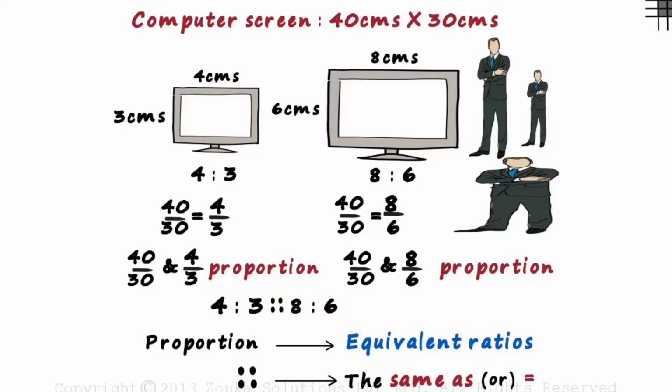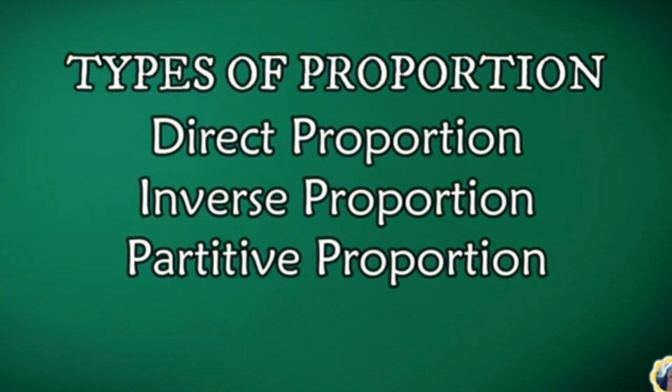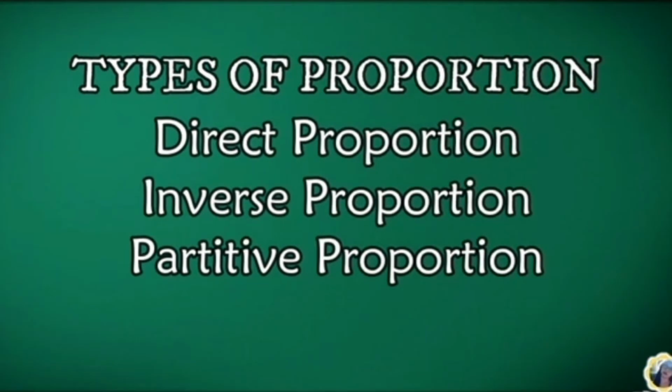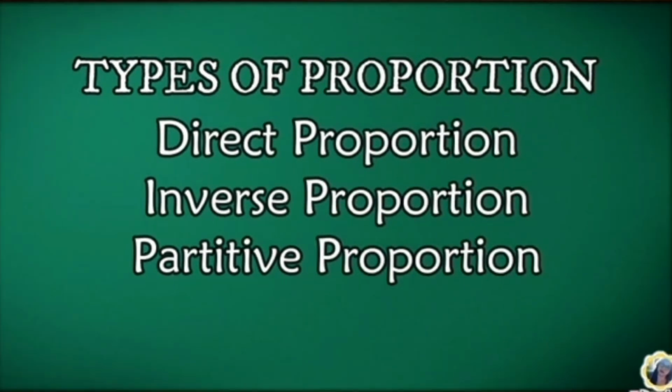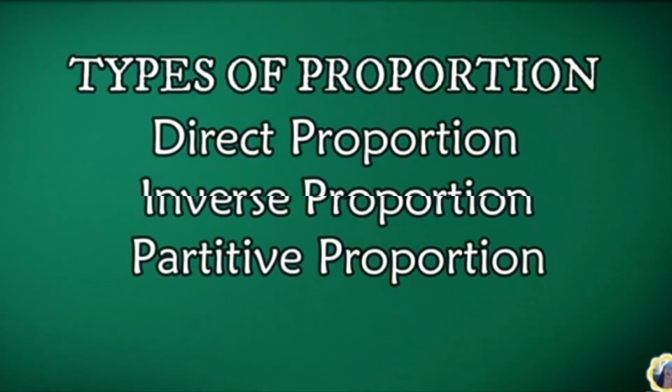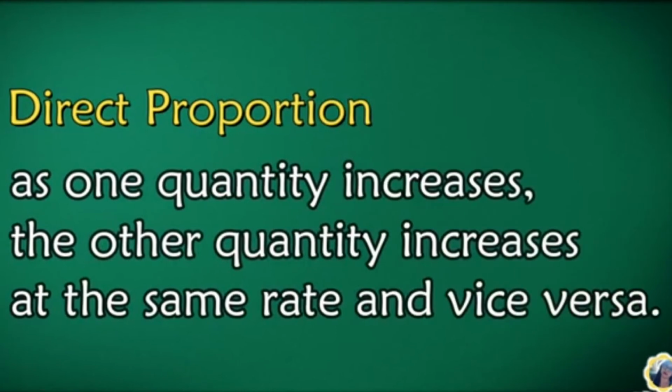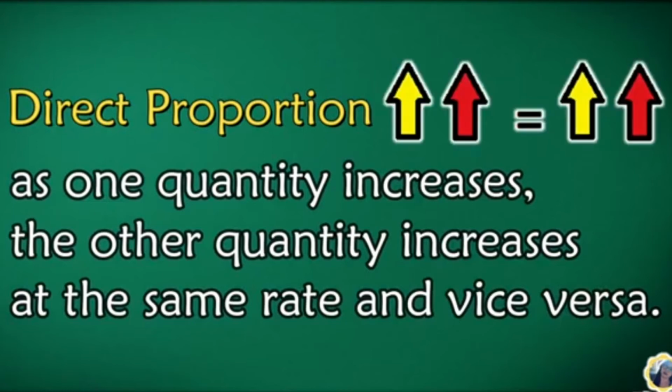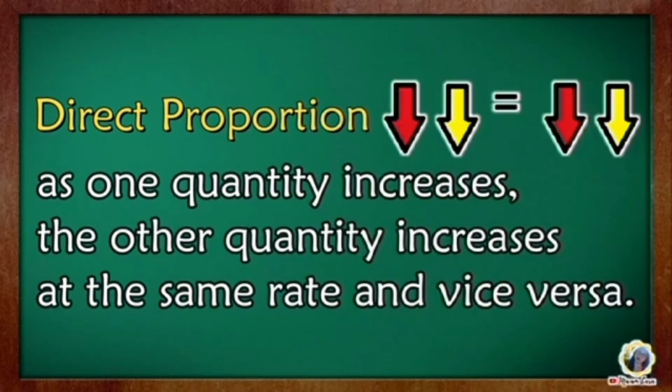Now let's look at types of proportion. There are basically three types: direct proportion, inverse proportion, and partitive proportion. First, let's look at direct proportion. In direct proportion, as one quantity increases, the other also increases at the same rate, and vice versa. That is, when one decreases, the other also decreases. This is what you call direct proportion.